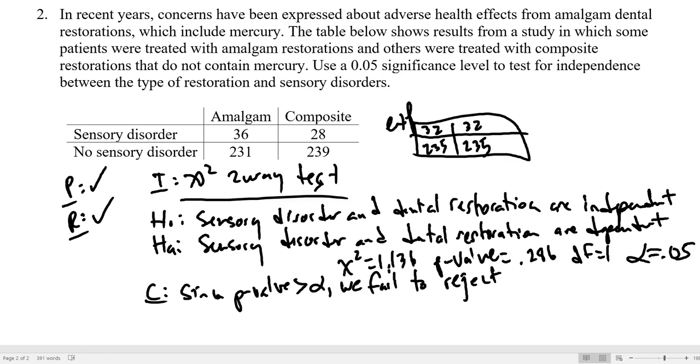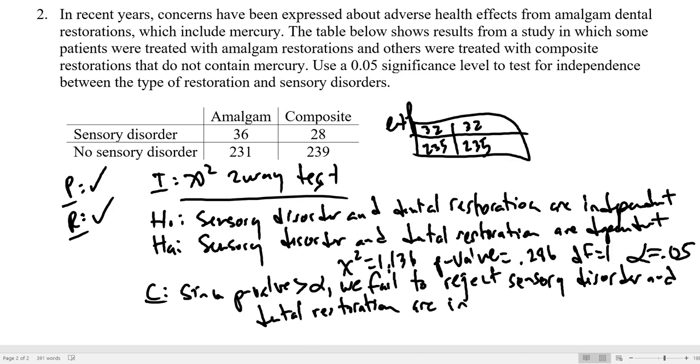that the sensory disorder and dental restoration are independent. What does independent mean? They didn't affect each other. People got the sensory disorders or didn't get the sensory disorders, and there really wasn't a significant difference between them. Okay? So that's good. So we don't get to sue anybody this time, unfortunately.